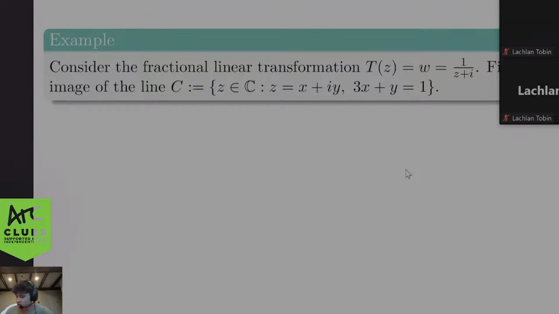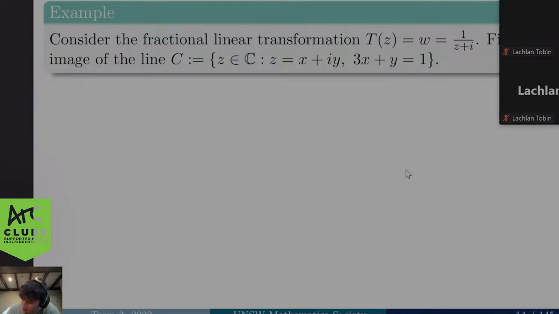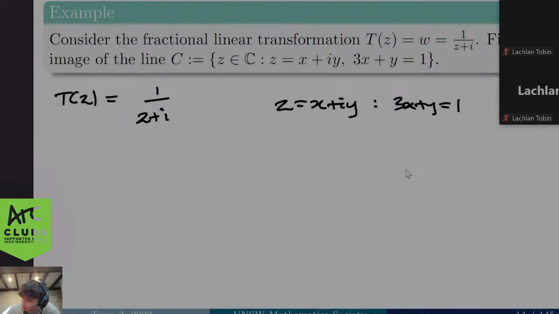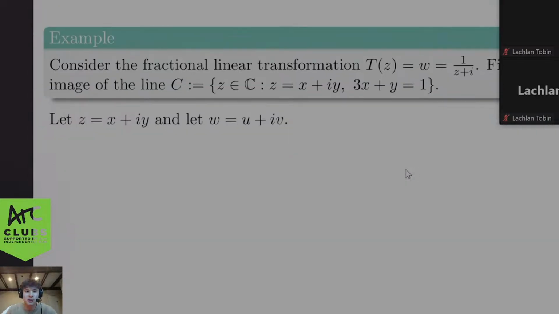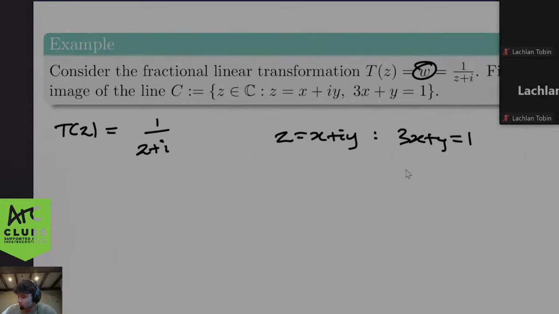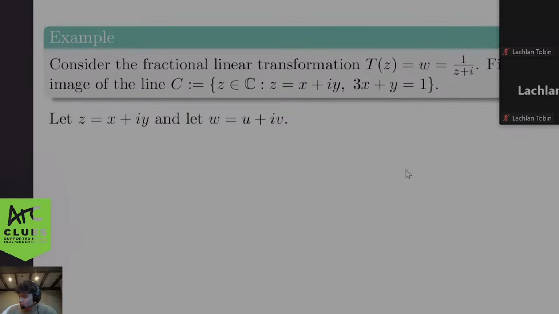Consider the fractional linear transformation T of z equals 1 over z plus i. To find the image of the line z equals x plus iy such that 3x plus y equals 1. Alright, so to do this question, we're going to apply this method. So what we'll first do is let z equal x plus iy, which is currently already done for us, and then let w equal u plus iv. In this case, w is the image, okay? So w is the image here, and so we're going to let the image w equal u plus iv.